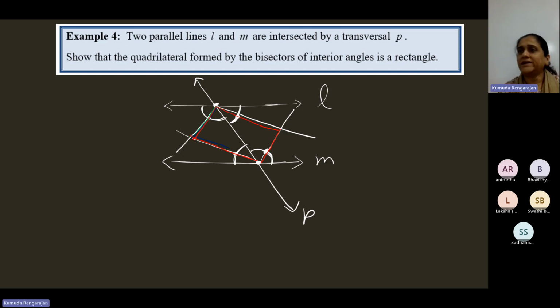That's the quadrilateral, right? Enclosed by the bisectors. The 4 bisectors, they cover a quadrilateral. You should prove that that quadrilateral is a rectangle. Can we see the 4 bisectors going, one like this, another one like this, another one like this, another one like this? They're enclosing a quadrilateral, right? You need to prove that this quadrilateral is a rectangle. Understand?